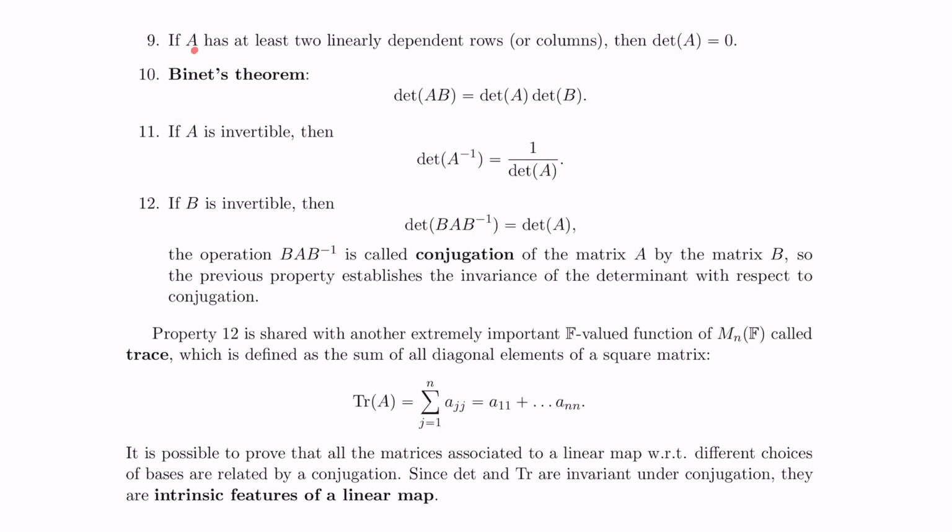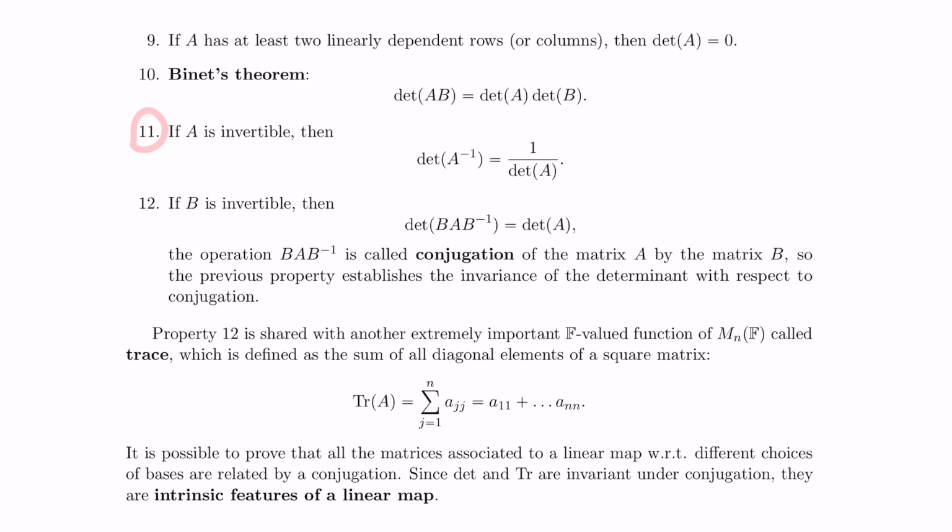If A has at least two linearly dependent rows or two linearly dependent columns, then the determinant of A is 0. Next property deals with the product of matrices. We know that this operation is always well defined for square matrices, so we can ask ourselves what happens when we consider the determinant of the product of A and B. Well, Binet's theorem says that the determinant factorizes in the product of the determinant of A and the determinant of B.